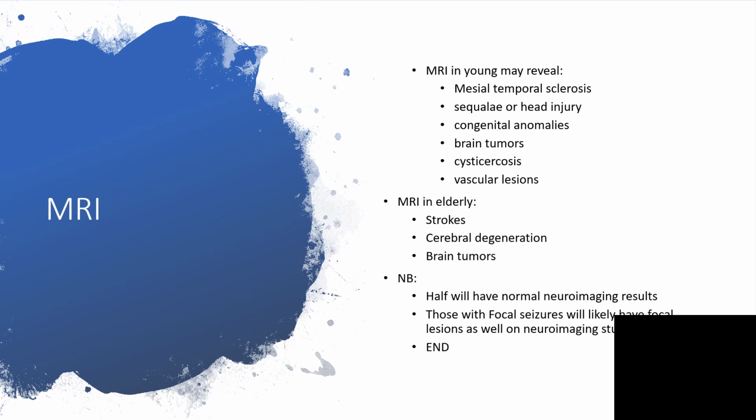MRI could be useful, particularly in a young individual, where it may reveal mesial temporal sclerosis, sequelae of head injury, congenital anomalies, brain tumors, cysticercosis, or vascular lesions. But in the elderly, it can reveal the cause to be stroke, cerebral degeneration, or brain tumors. However, half of the people that will undergo neuroimaging will have normal results. Those with focal seizures will likely have focal lesions as well on neuroimaging studies.